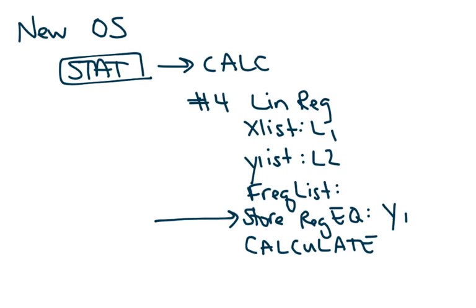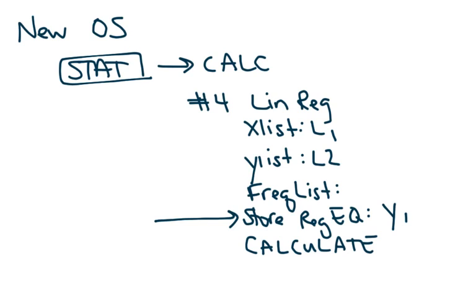So let's talk about the new operating system. What we're going to do is have the graphing calculator write the equation and type the exact equation into the y equals function for us so that it'll graph it. So what you do is you press Stat and you arrow one to the right to Calc. Number 4 is called LinReg, that's for linear regression.